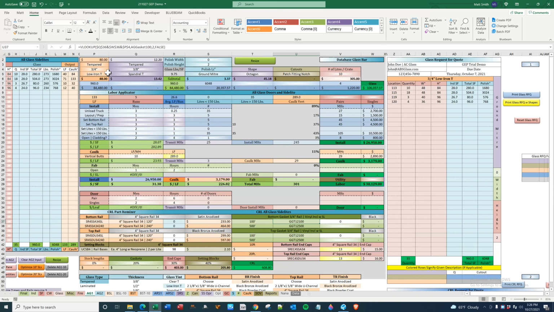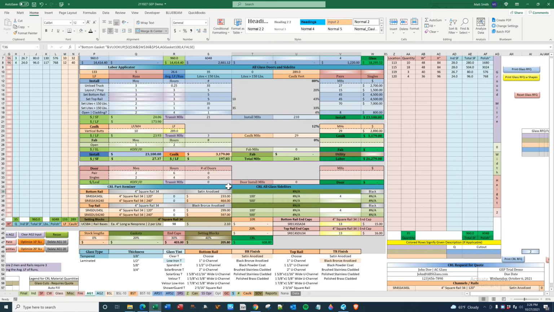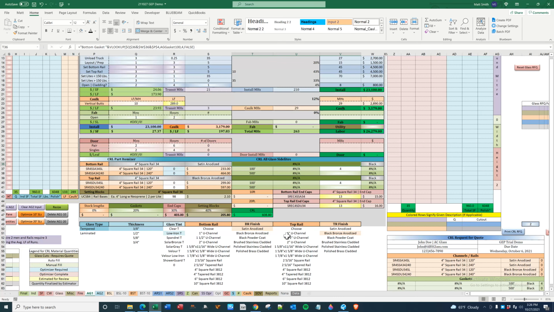So if I were to go to 3/8, this will then populate, and because we haven't chosen the correct one here, it reads NA. Available in the bottom and top rail is the 1 5/8 wide U channel. One of them is 1 7/8. The vinyl is included for all of these if you're at 1/2. If you're doing a U channel, you have to purchase the vinyl separately.